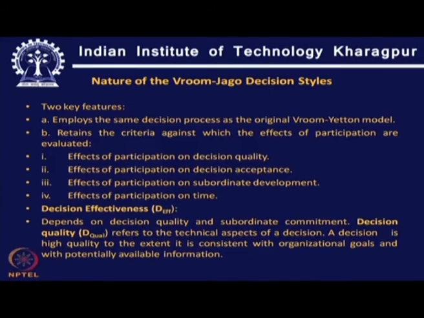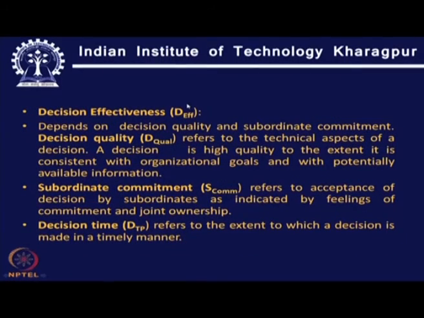Decision quality refers to the technical aspects of the decision. So, a decision is high quality to the extent it is consistent with the organizational goals and with potentially available information. Subordinate commitment refers to the acceptance of the decision by subordinates as indicated by feelings of commitment and joint ownership. Decision time refers to the extent to which a decision is made in a timely manner.